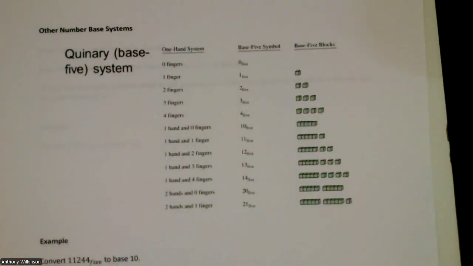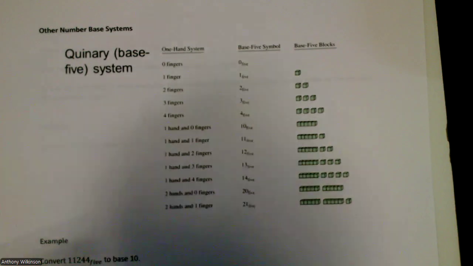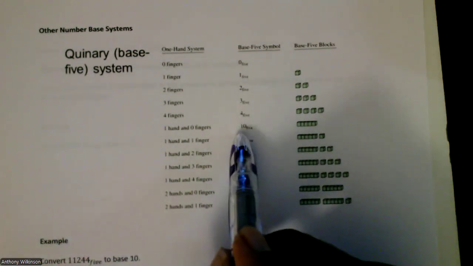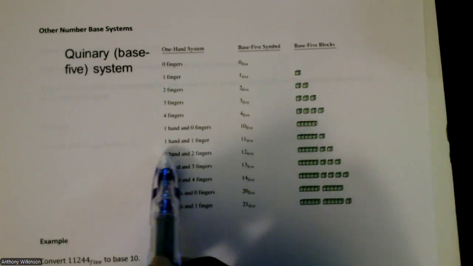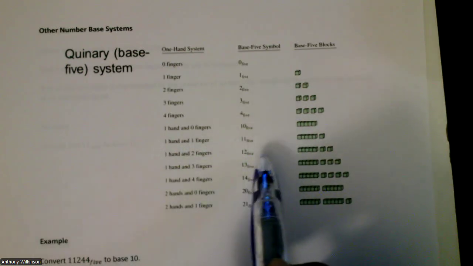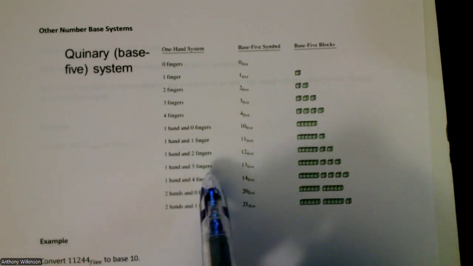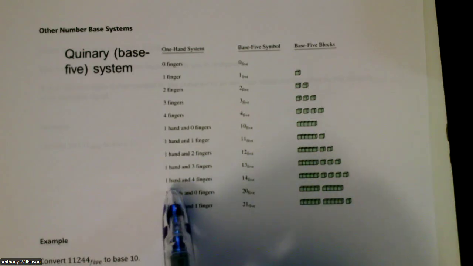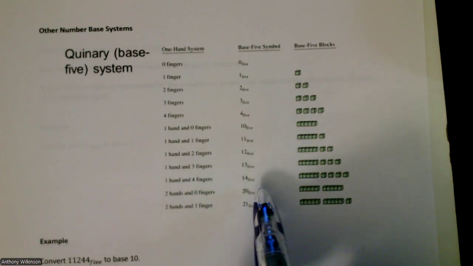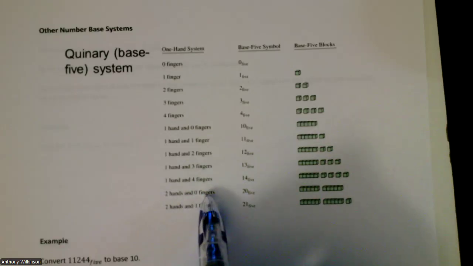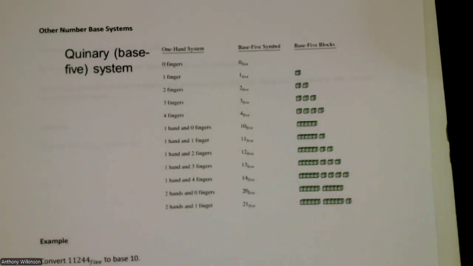Because if I use all 5 fingers, that's 1 hand, and no fingers left. So it'd be 1, 0, base 5. And then 1 hand with 1 finger will be 1, 1, base 5. 1 hand and 2 fingers, 1, 2, base 5. 1 hand, 3 fingers, 1, 3, base 5. 1 hand, 4 fingers, 1, 4, base 5. And then 2 hands with no fingers will be 2, 0, base 5. And then 2 hands with 1 finger will be 2, 1, base 5. And so on.